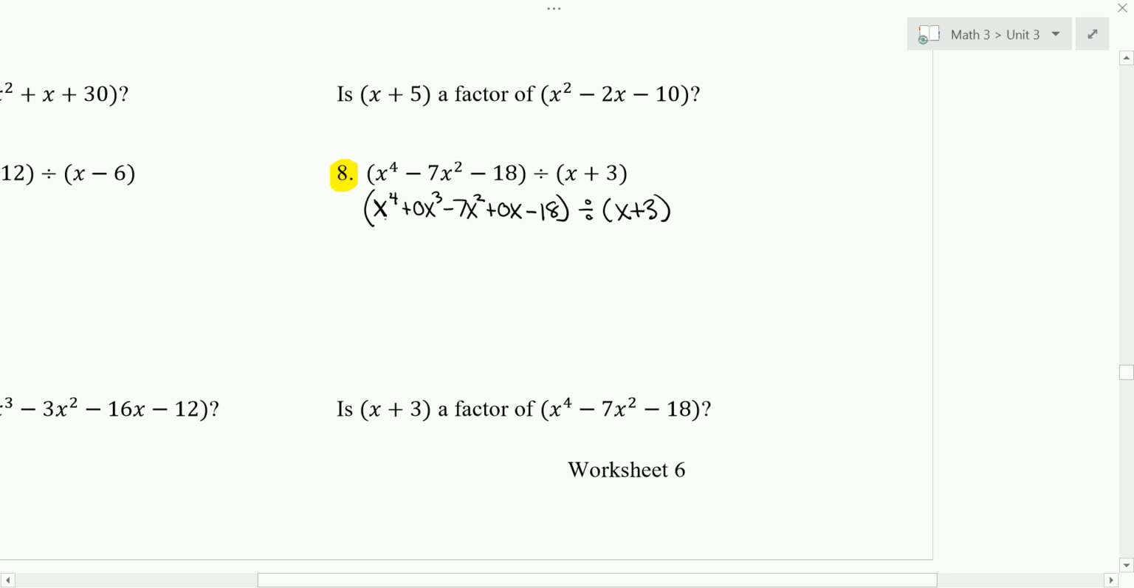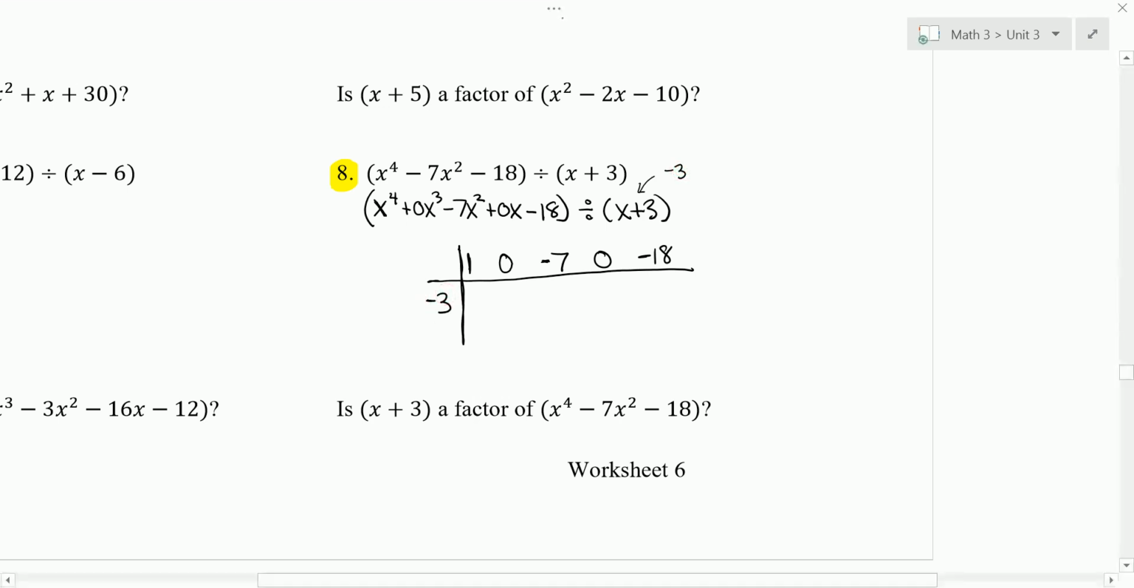And so then we take the coefficients of our fourth degree polynomial here. So there's a 1 in front of the x to the fourth, there's a 0 in front of x cubed, a negative 7 in front of x squared, a 0 in front of x, and a negative 18. And we're dividing by x plus 3. And we could just ask ourselves, what would the x-intercept be? The x-intercept would be negative 3, and that's what we're going to put over here.